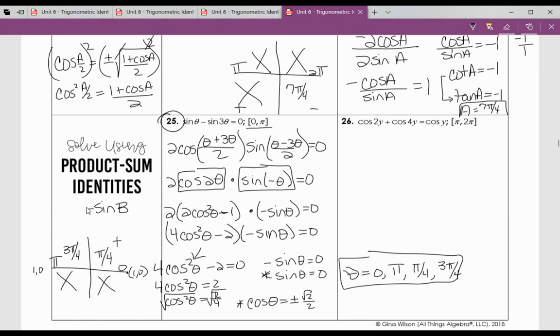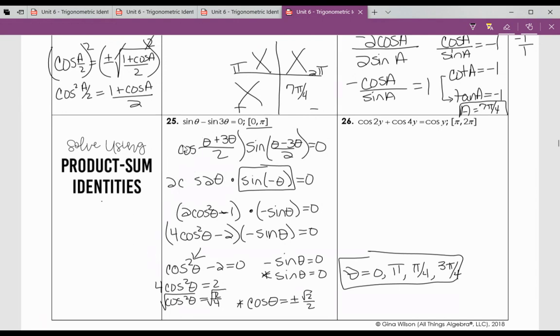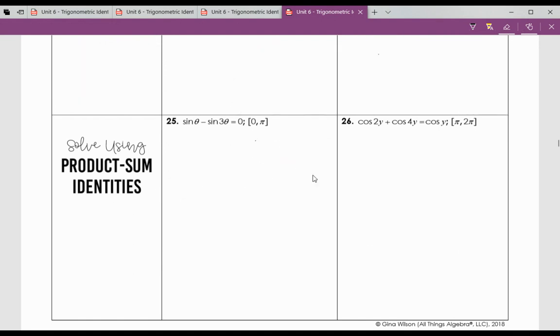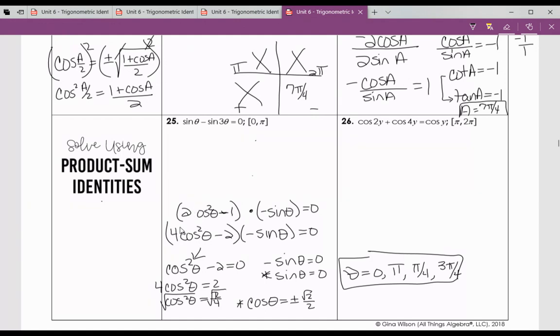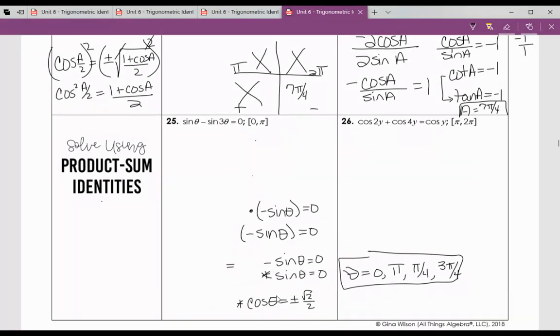Okay, last one. I know it's a lot of work and it takes a lot of practice and a lot of patience. Make sure you always have your identity sheet with you and your unit circle with you when you are solving these problems. Also pay attention to your interval. Are you on an infinite interval or are you on a restricted interval? So far, except the very first one, most of these have been restricted intervals.